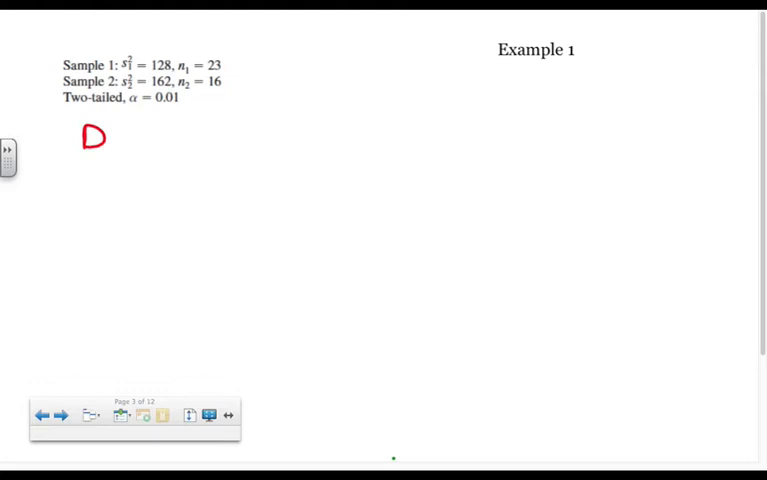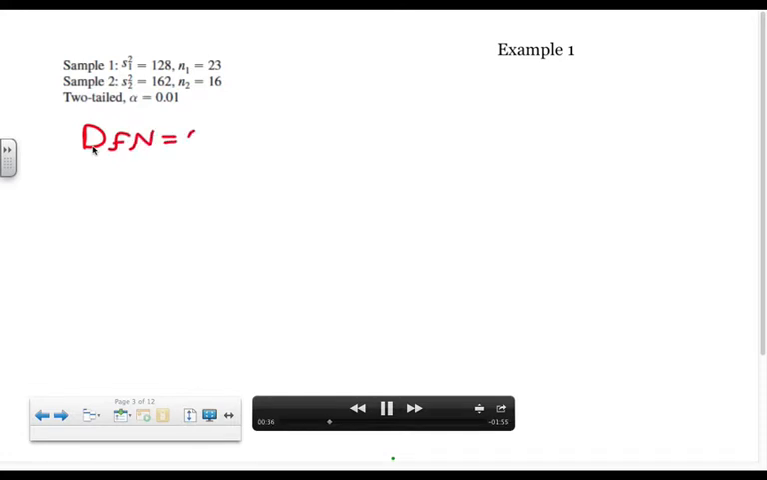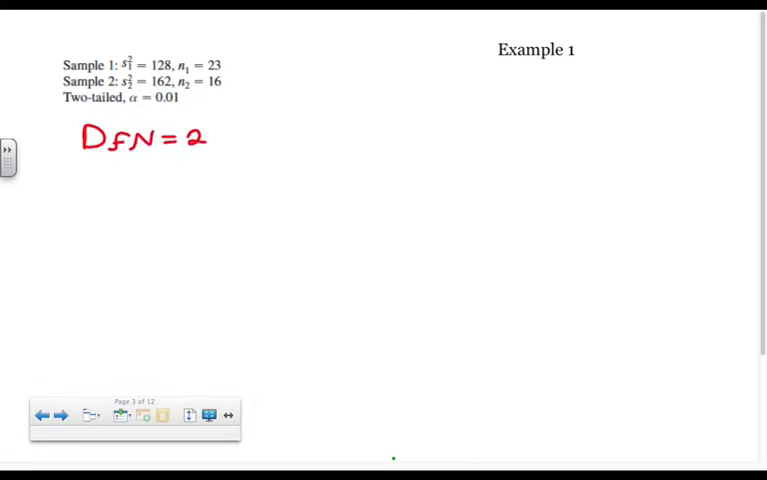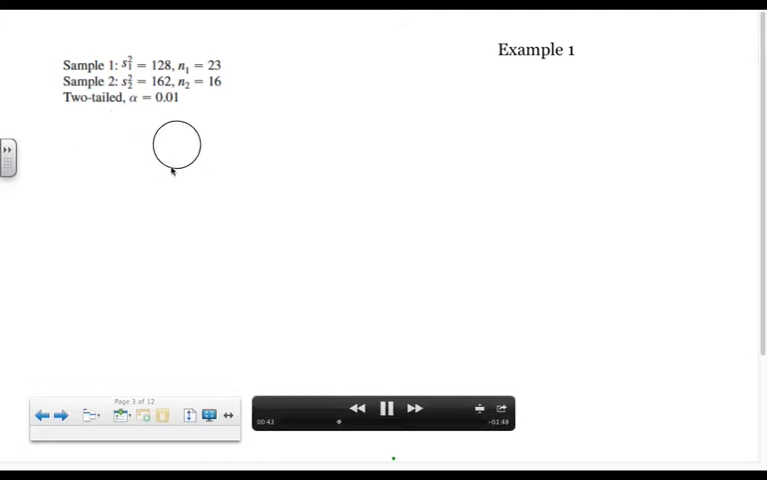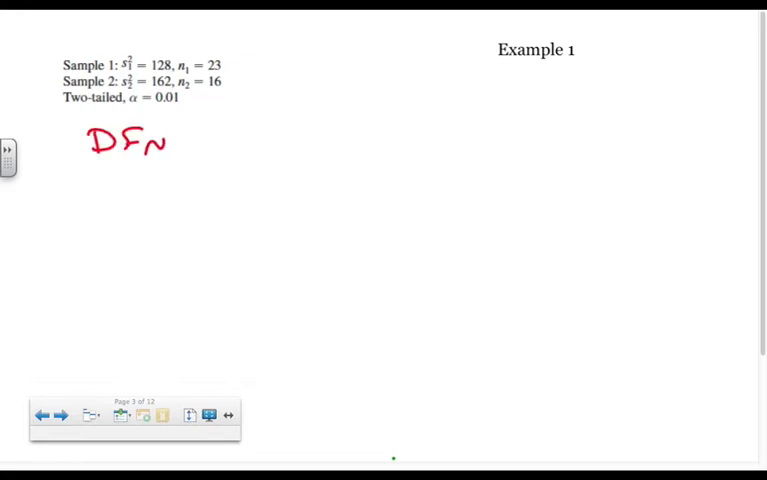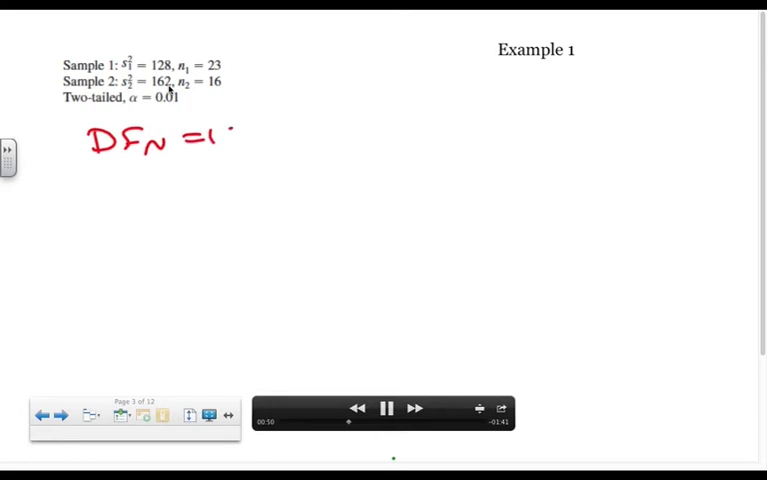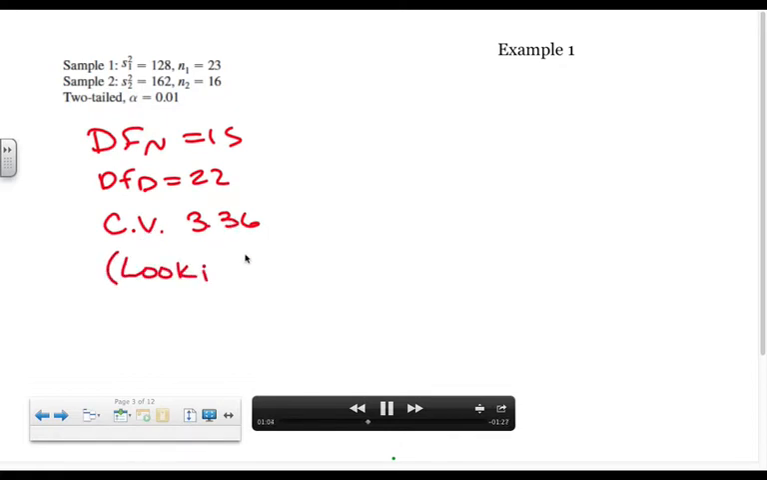Now I wrote down the degrees of freedom and that kind of stuff so that you understood. The degrees of freedom of the numerator is going to be 15 because that standard deviation is bigger than this one. Okay, the degrees of freedom for the denominator is going to be 22 because that one is smaller. So when you write it up, this would be on top of that one. Okay, the critical value, if you look in the chart, is 3.36. But we'll look at the chart tomorrow.